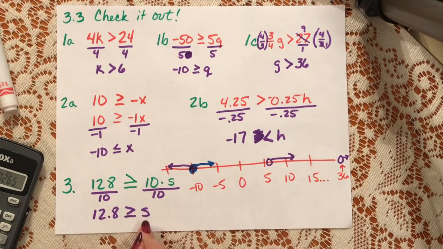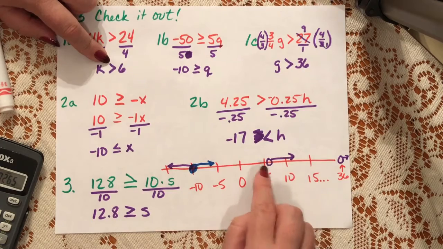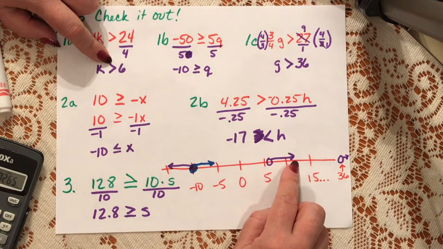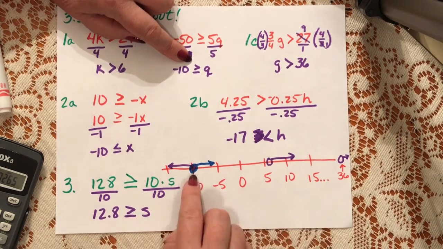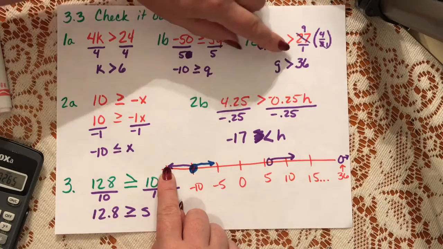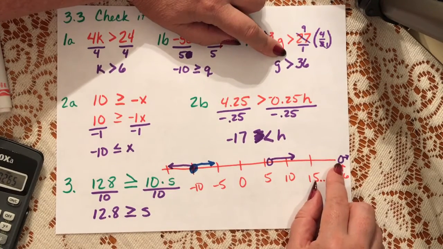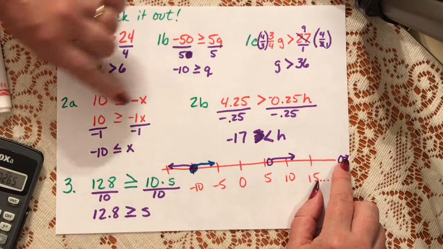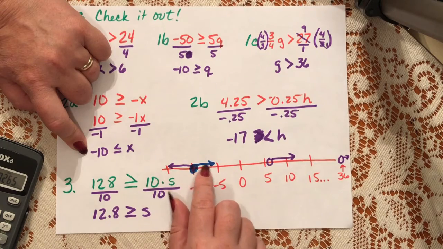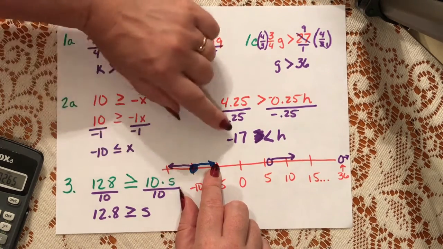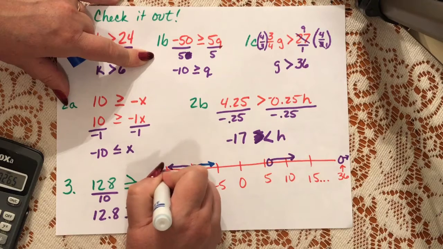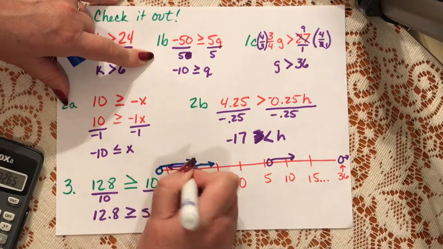And we're going to graph all of these. k is greater than 6, but does not include it, so it's an open circle with an arrow going up. Negative 10 is a closed purple circle in here with the arrow going down. 36 is way up here and it's an open circle with the arrow going up. Negative 10 is a closed blue circle with the arrow going up because x is greater than it. And negative 17 is way down here with an open circle and the arrow is going up.